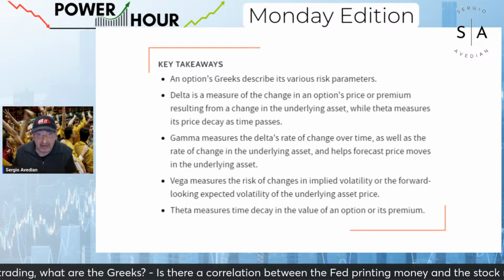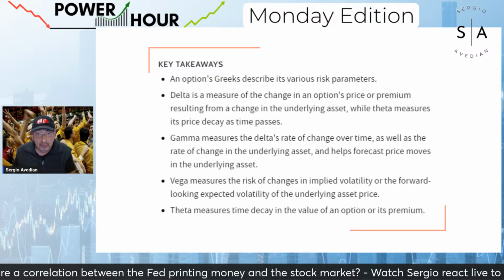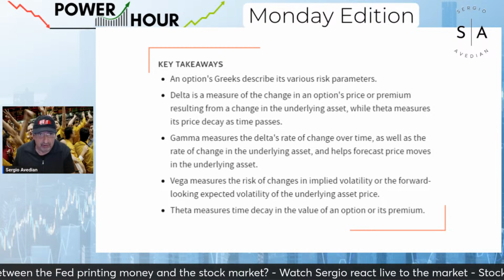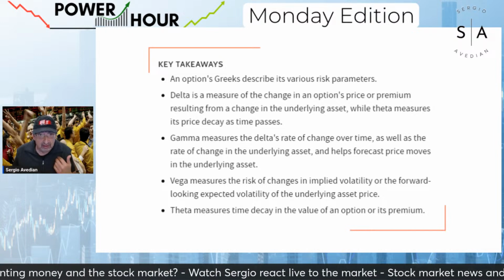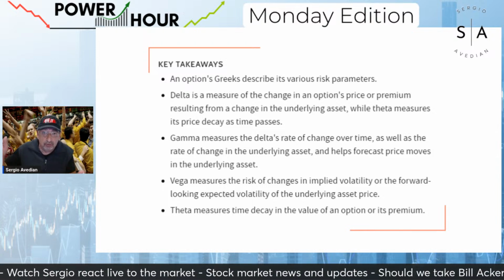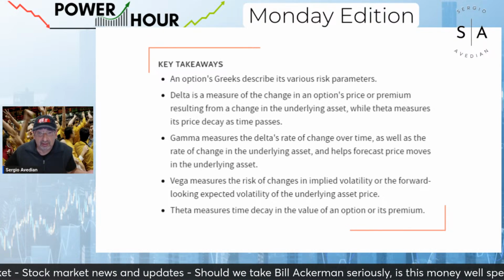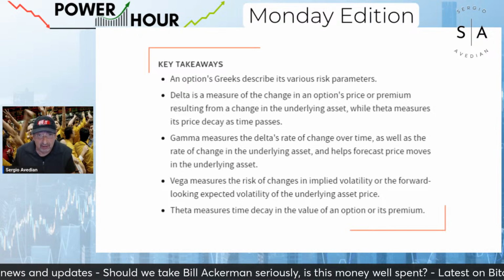So don't ever buy anything with 300, 400, 500, 600, 800% implied volatility, because the time decay, as we talked about, the theta, is going to kill you. The stock will keep moving in the direction that you want, but your options are not going to appreciate. Actually, they may even depreciate, right?